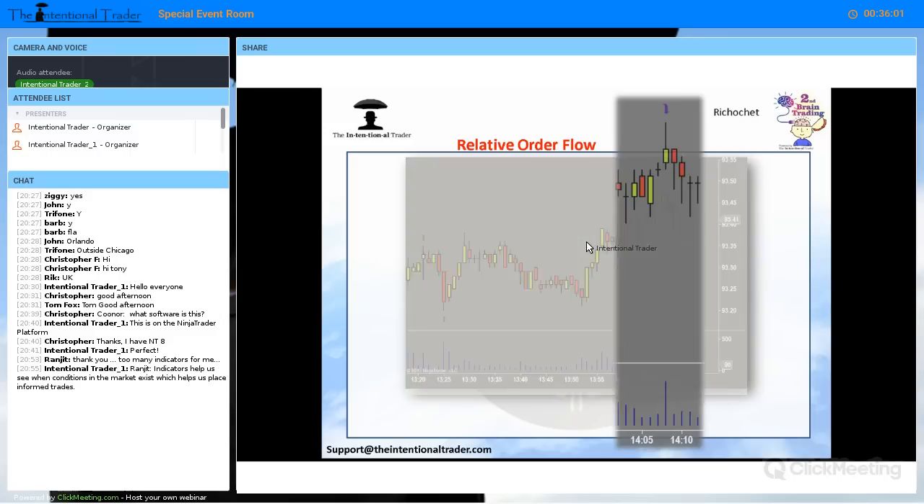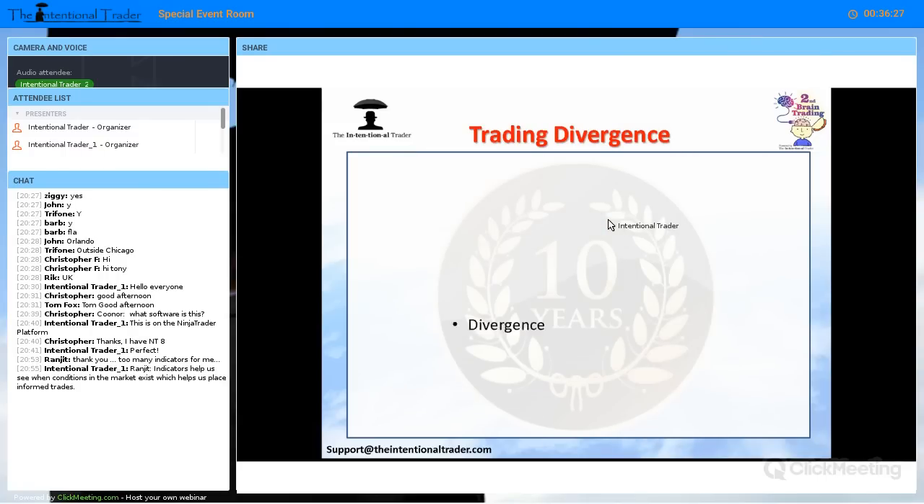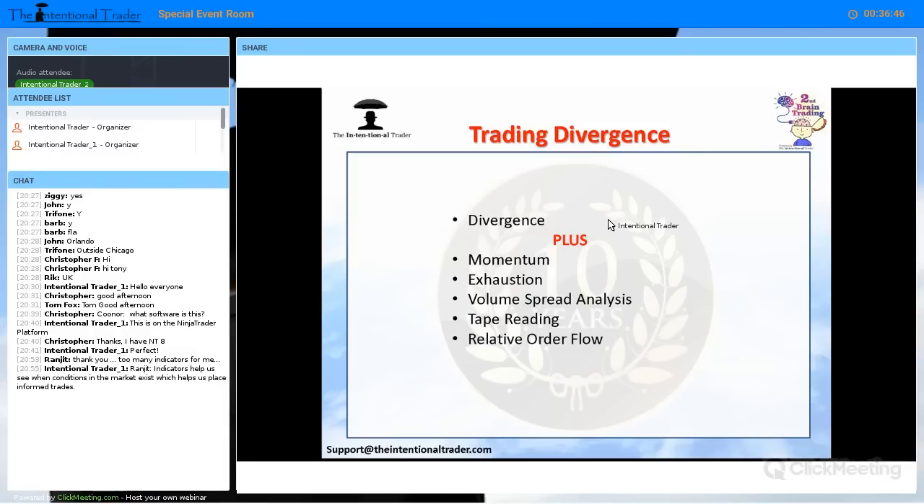So we have some other order flow indicators where maybe this histogram that I had created doesn't hit the speed limit, but it does accelerate. The speed of the orders being processed accelerates dramatically over the previous bars of the histogram. When we see that, we often see price pulling back. So we've got a number of different indicators to go with divergence. We've got divergence plus momentum plus exhaustion plus our volume spread analysis indicator plus doing tape reading with our speed tick indicator plus the relative order flow.